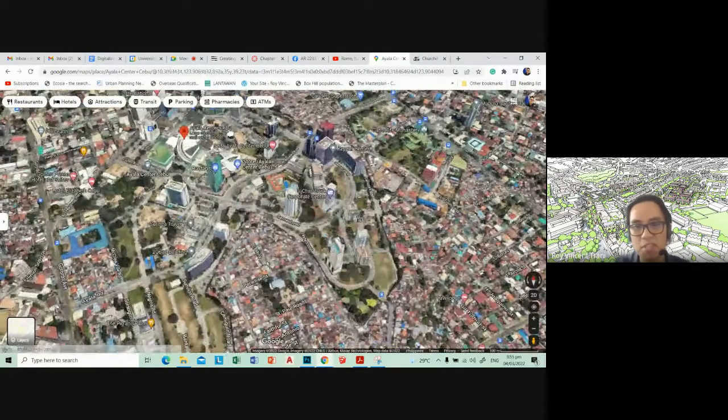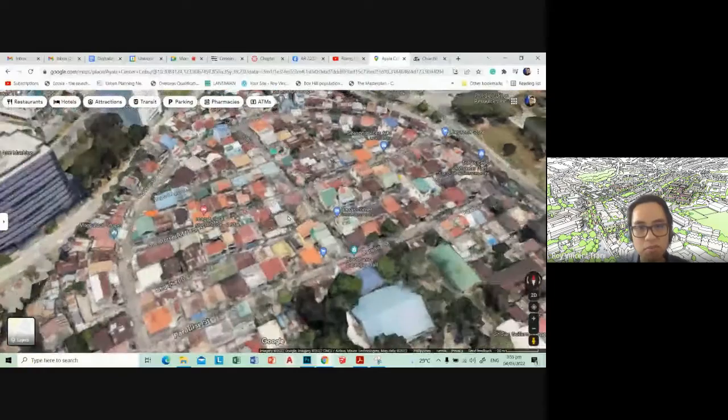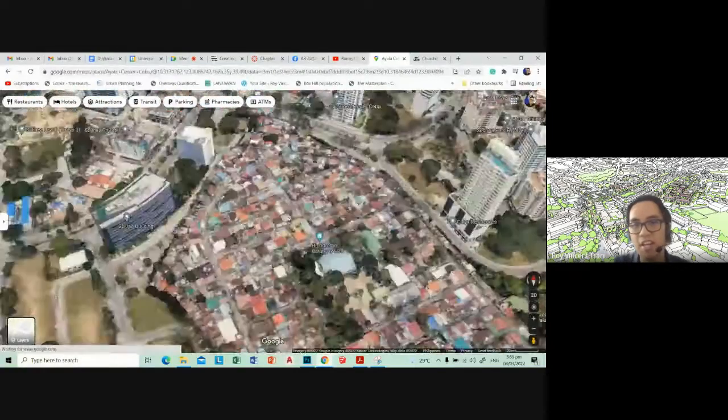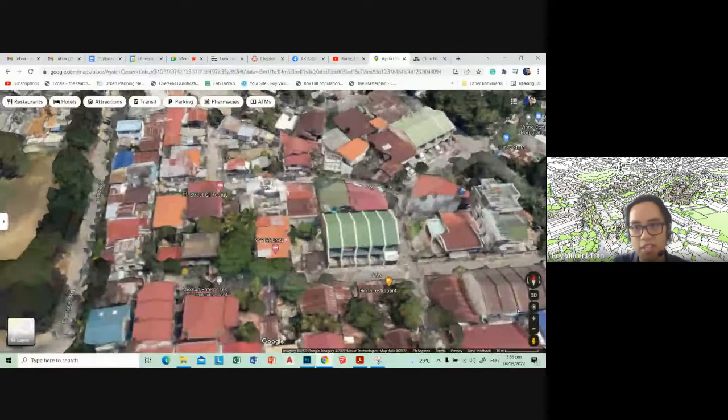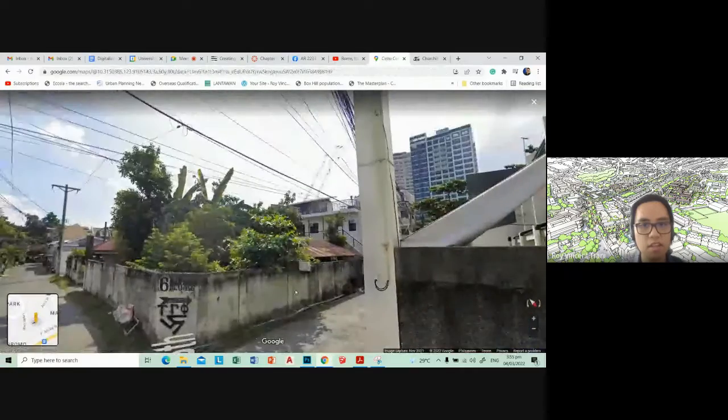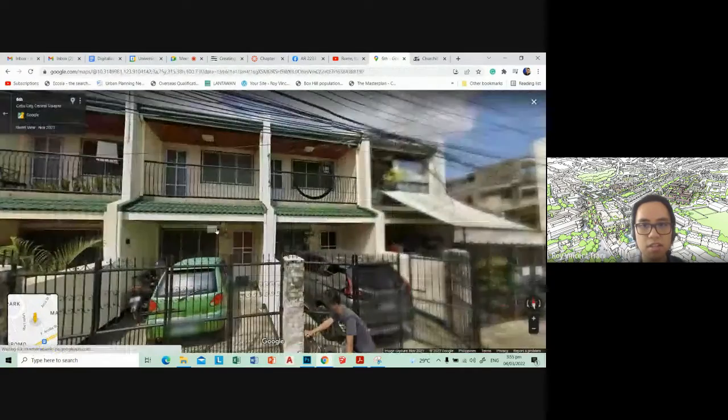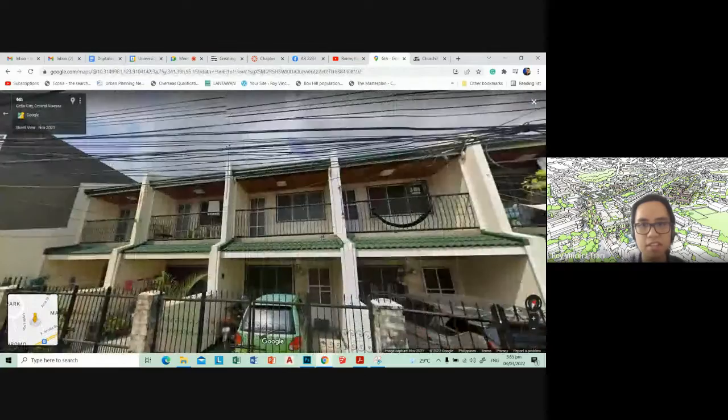Also, you have the informal settlements. I think these are formal settlements, just very low quality and very dense. So if you look at it, I think these are still formal settlements. I think this is a row house over here. Row house. This actually looks very decent.